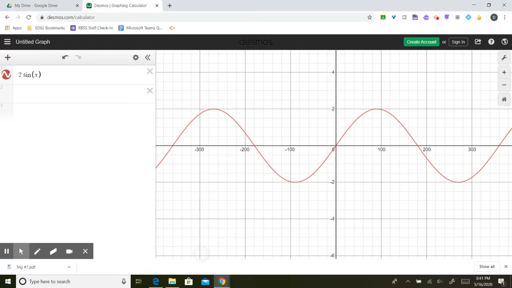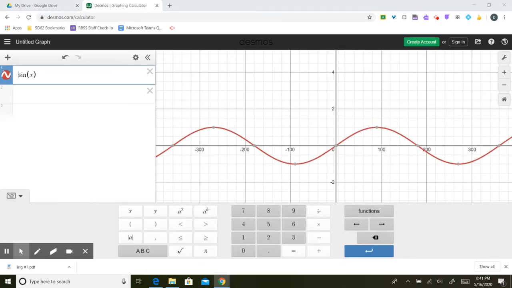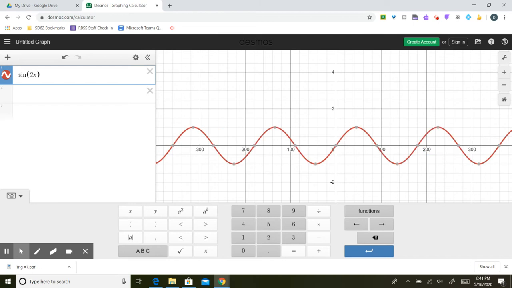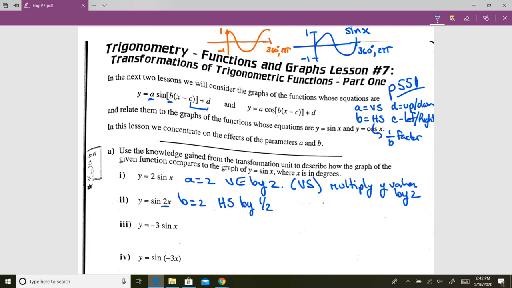Okay? So if we take our sine graph and put a 2 inside there, you can see now the period goes to 180 degrees. Okay? The graph was pushed in sideways, so the period's been cut in half. It's been squished together. All right?